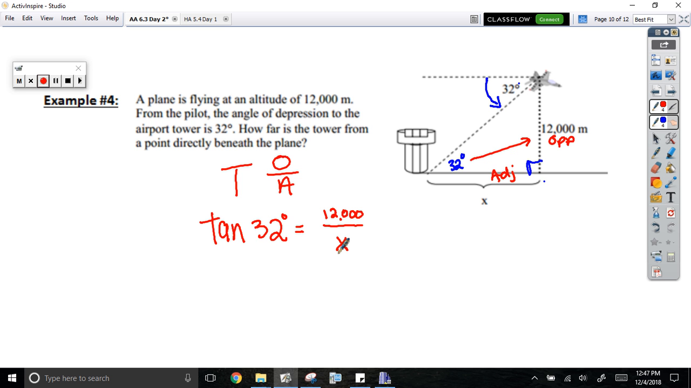And then this is the one that's harder to solve than the previous. It takes 2 steps. A lot of you will tell me to divide by 12,000. That's not right, because you would then be left with 1 over x, and that's not what you want. You want to know what x is. So you will undo division of x with multiplication of x, just like we did in the last one. We're going to multiply by x on both sides. So that undoes those. Now we have x times tan 32 equals 12,000.